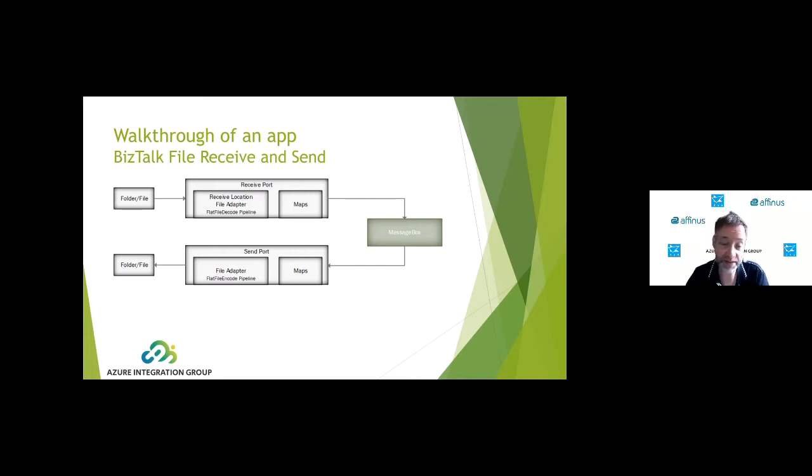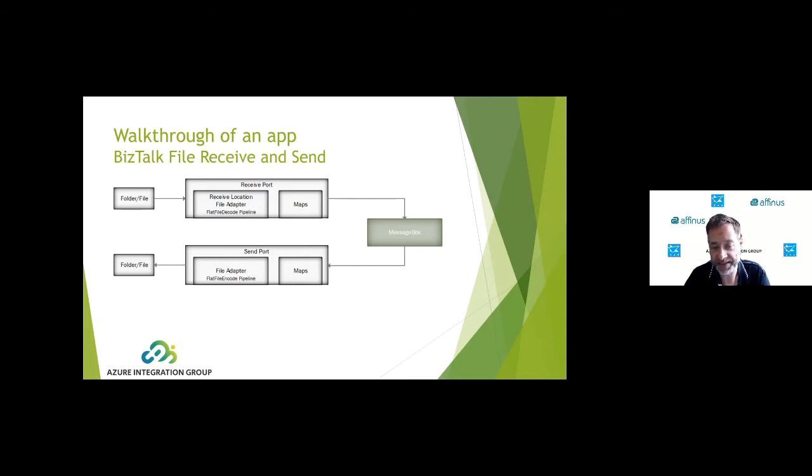But in this case, we've got a single receive port with a single receive location using the file adapter. We're using a flat file decode pipeline. So it's a custom pipeline, obviously, with a flat file decoder in it, and there's obviously a flat file schema in there, converting the file to XML format and optionally debatching it. Then we've got a map that is applied at the receive port level. So once we've converted the flat file into XML, we're applying a map to that to transform it into a different XML format. That's being published to the message box. Then we have a single send port that is subscribing to the output of that receive port.